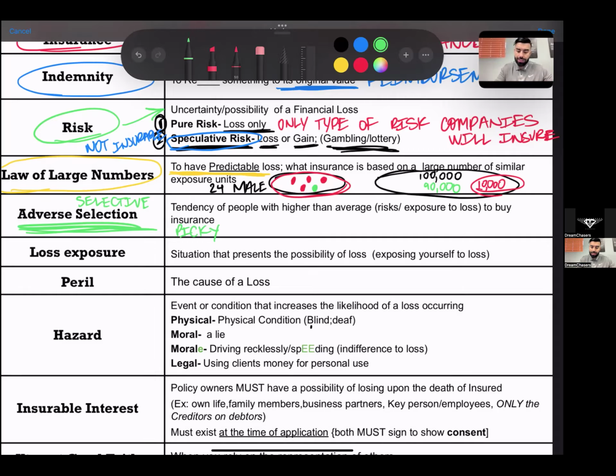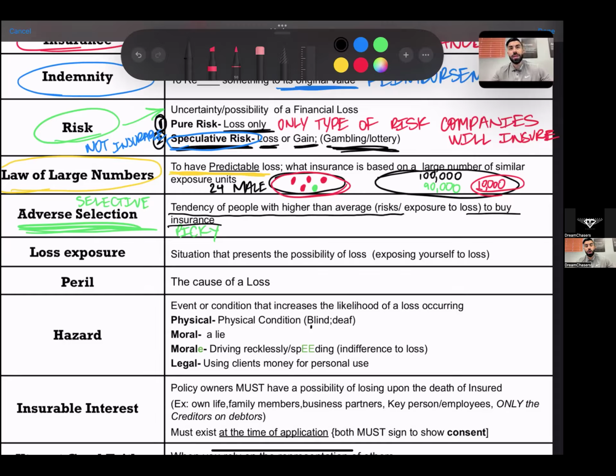So it says the tendency of people with higher than average risk are going to look to buy insurance more than healthier people. So what that means is that people that already have possible health issues, that are older, are going to look for insurance more than someone that is younger and healthy. Why? Because they may see some complications coming along. So adverse selection just states that a company wants to be picky with who they're going to insure.